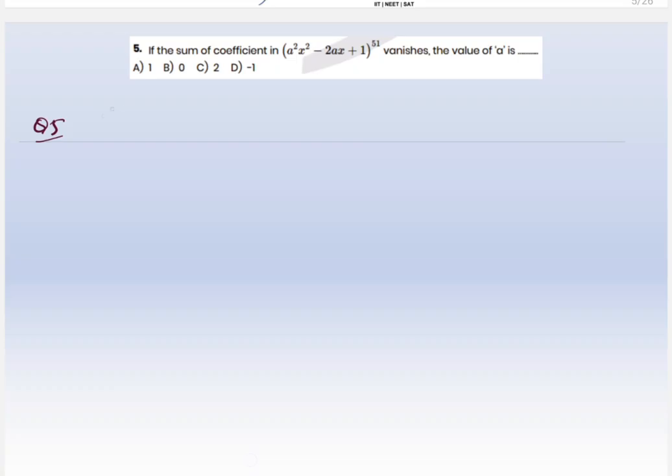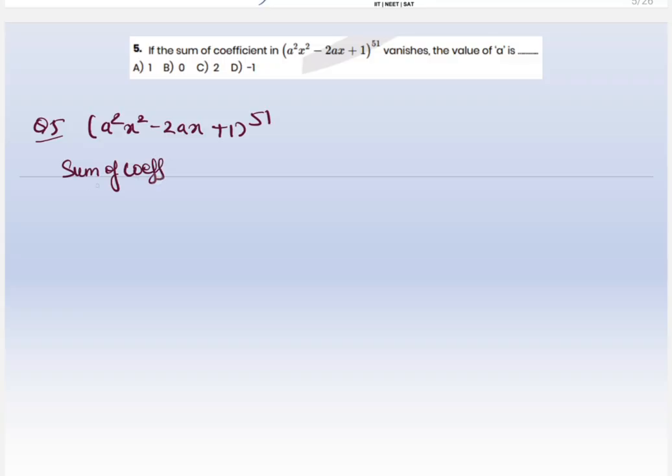Question number 5. If the sum of the coefficients of this particular expansion vanishes, then we need to find A. Now how to find the sum of coefficients? For finding the sum of coefficients, we substitute each variable as 1. So you have to substitute x equal to 1. When you substitute x equal to 1, you will get the sum of the coefficients. This is the sum of the coefficients and it vanishes.